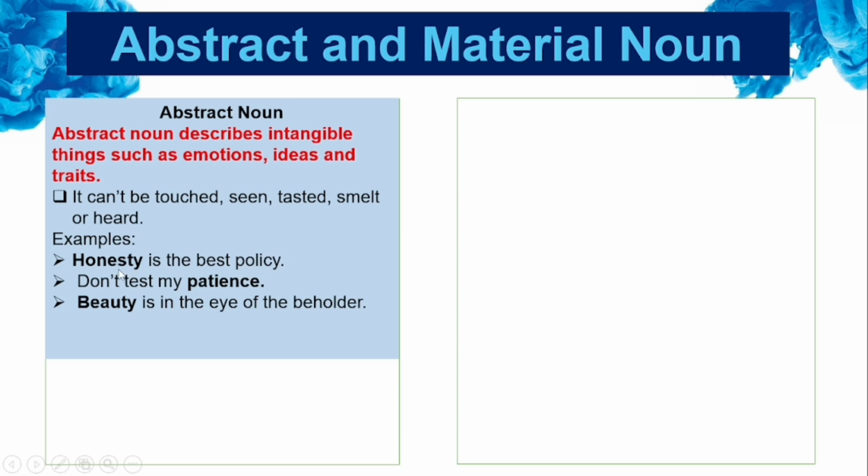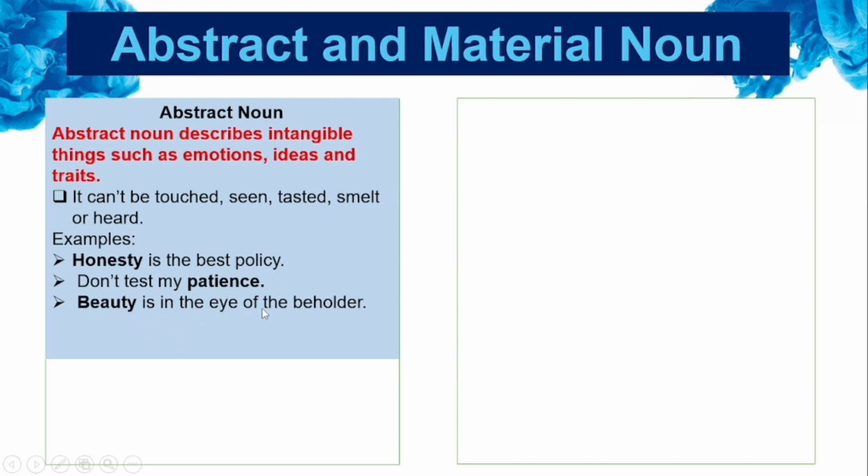Like honesty is the best policy. Now honesty, can you touch the honesty? Of course not, you can't touch it. Oh, you reached home completely exhausted and your children are infuriating you. So what will you say? Dear child, don't test my patience. Now you tell me, आपके बच्चे आपका patience क्या देख सकते हैं? Of course not, it can be only felt, right?